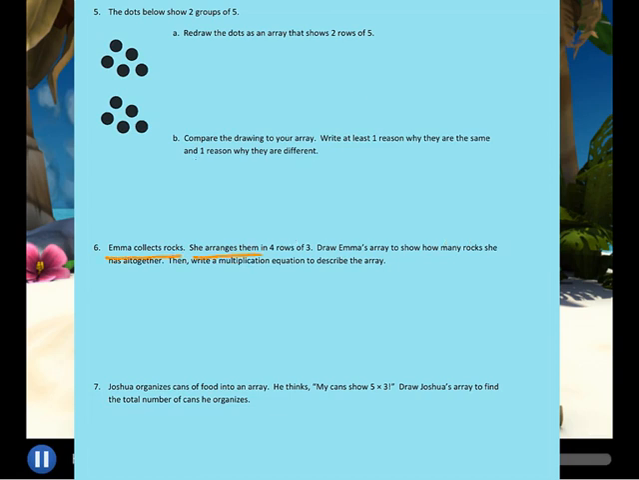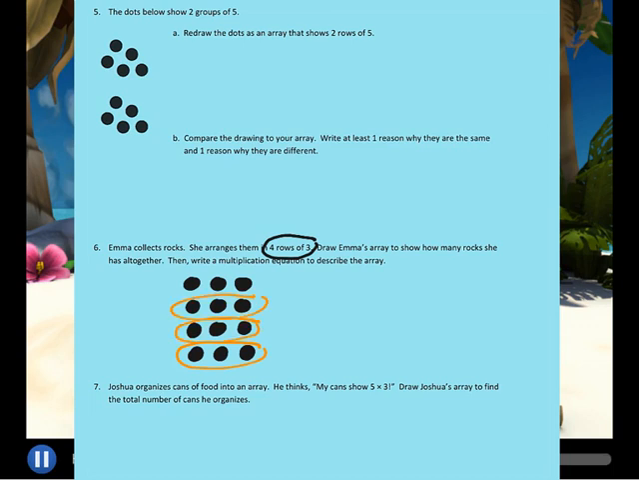Gemma collects rocks. She arranges them in 4 rows of 3. Draw Gemma's array to show how many rocks she has altogether. Then write a multiplication equation to describe the array. So here is the array. If you see 4 rows of 3. So here, this is the first row of 3. This is the second row of 3. This is the third row of 3. This is the fourth row of 3. Okay, so I have made a picture for that, or it is an array for that.